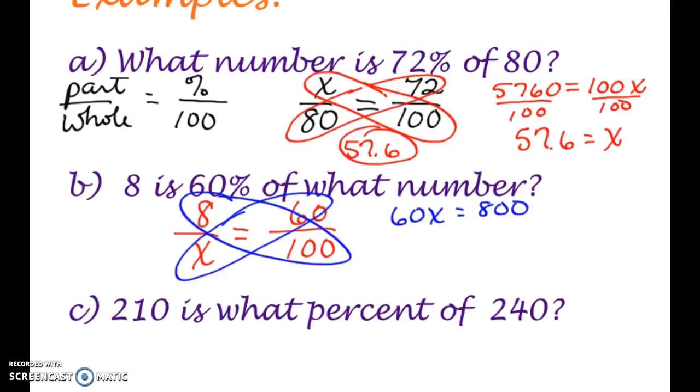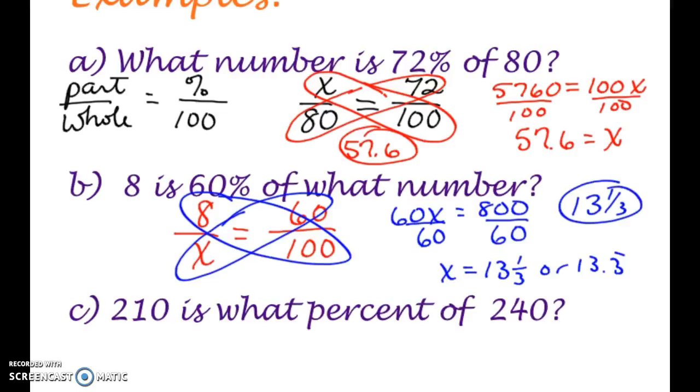If I solve and divide both sides by 60, I'm going to get x equals 13 and 1/3, or I might get 13.3 repeating. That seems reasonable because 8 is more than half of 13 and 1/3, but it's not significantly different. So my answer is 13 and 1/3.